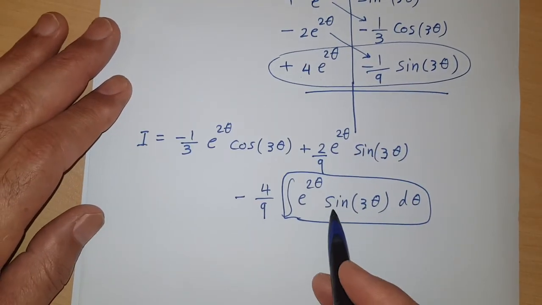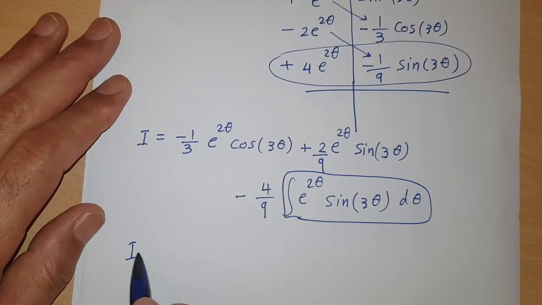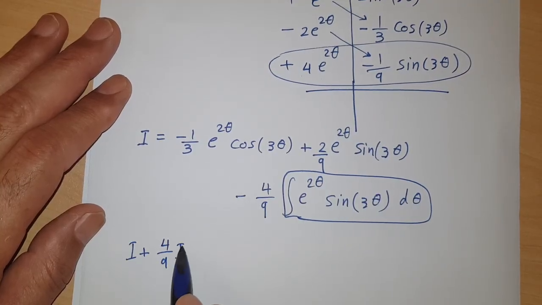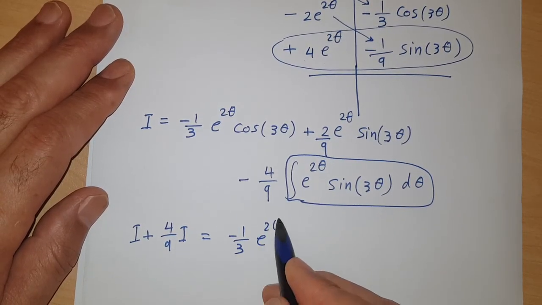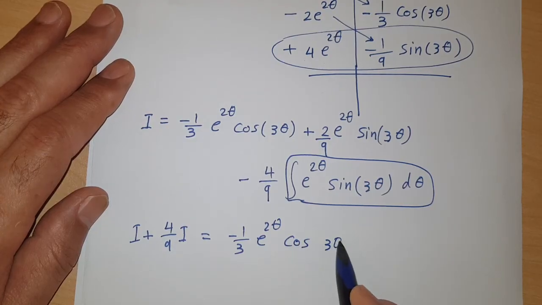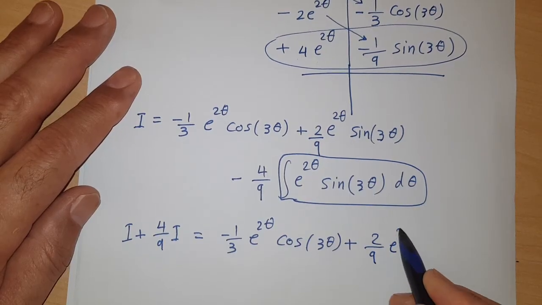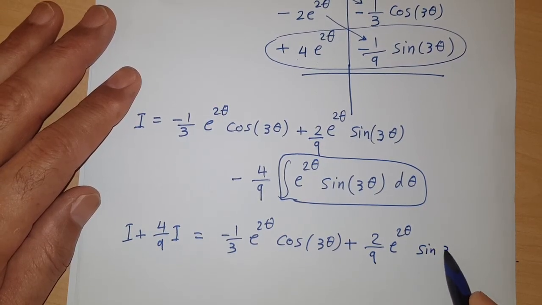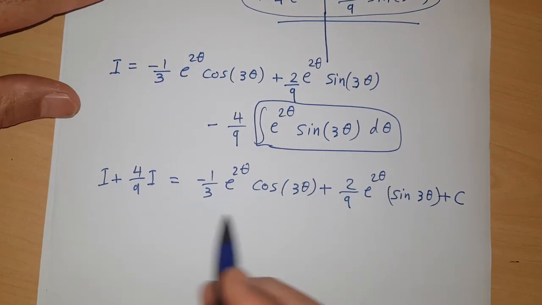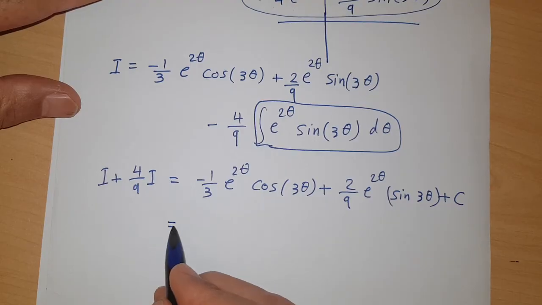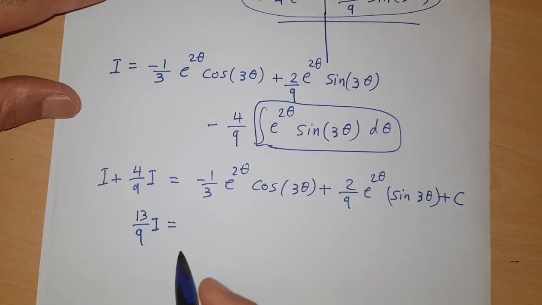This part is really the I, the same function I want to integrate. Okay, so name it I and bring a 4/9 on the other side. So here I plus 4/9 I in this side is equal to negative 1/3 e to the 2 theta cosine 3 theta plus 2/9 e to the 2 theta sine 3 theta. Don't forget to add a constant of integration here. Okay. I plus 4/9 I is equal to 13/9 I. Just add 1 plus 4/9.